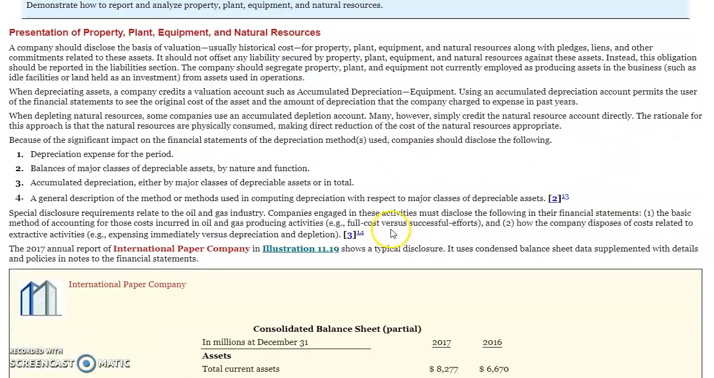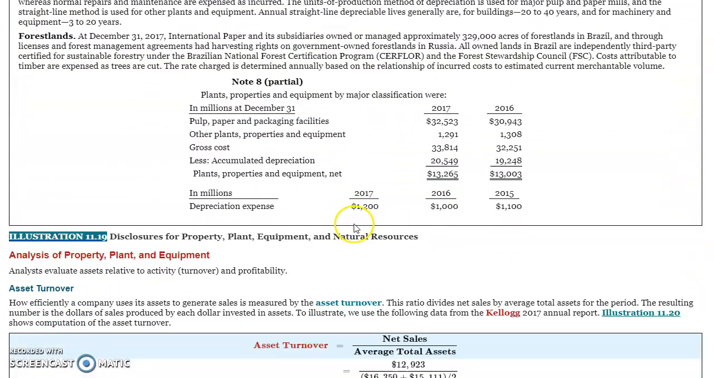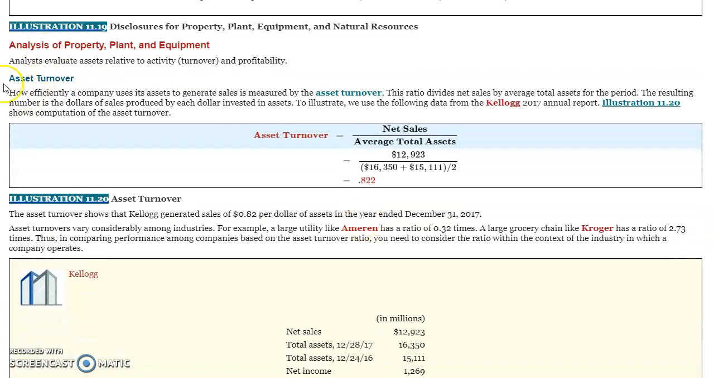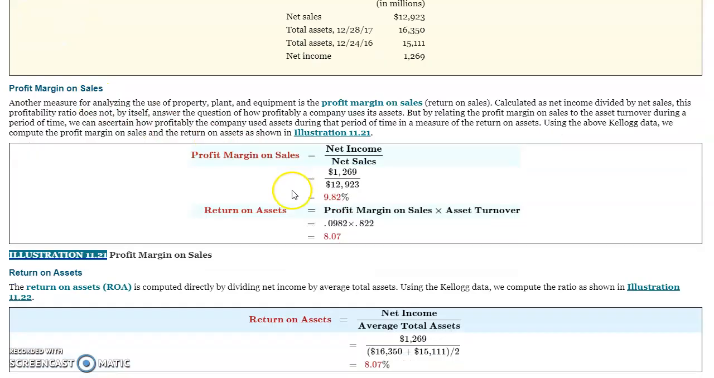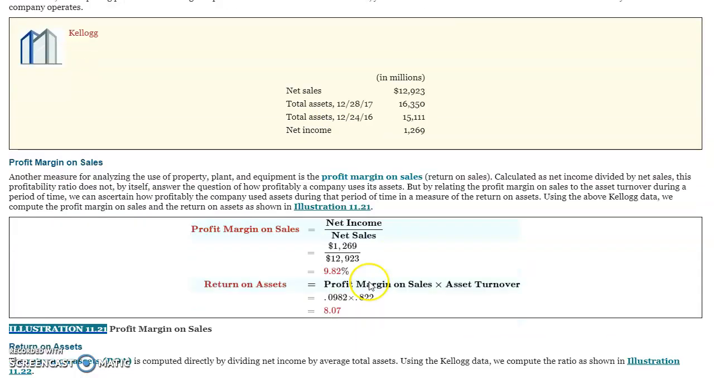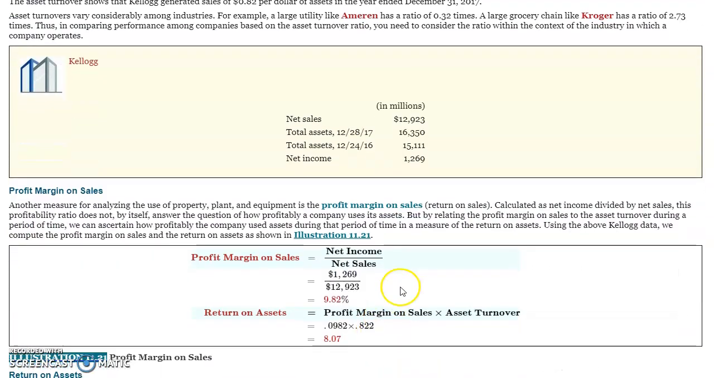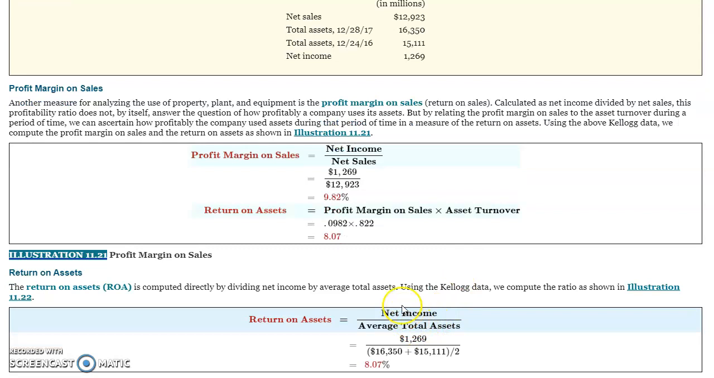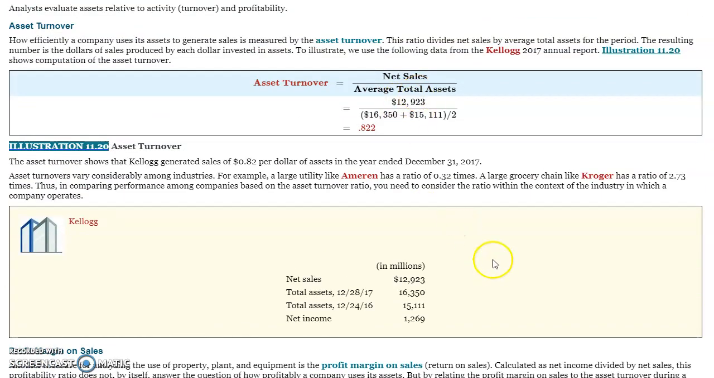Presentation and analysis, they're talking about the different ways that you can be showing this on your balance sheet. And then here we have some formulas: asset turnover, profit margin on sales, return on assets. I'm not too worried about these sections, by the way. If you want to know these formulas, that's great. I'll give you a little treat right now and tell you I'm not testing on them in this course. We'll save that for accounting for decision makers.